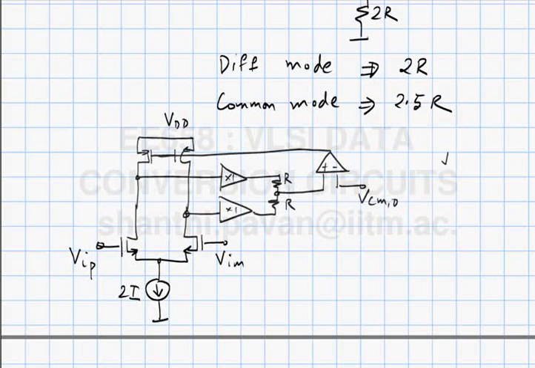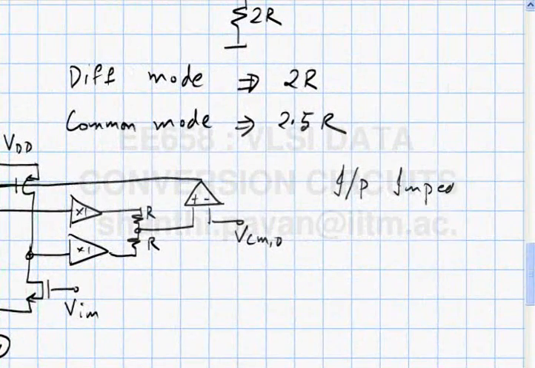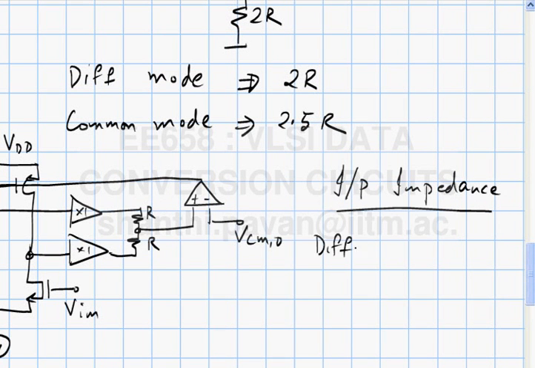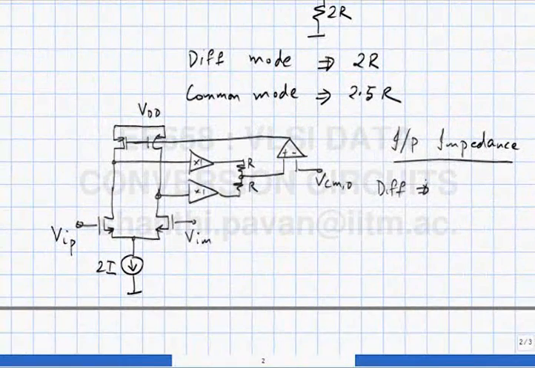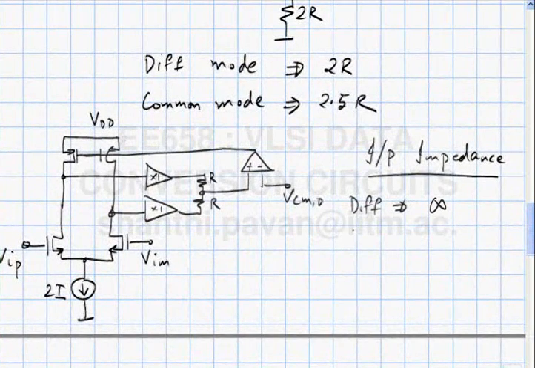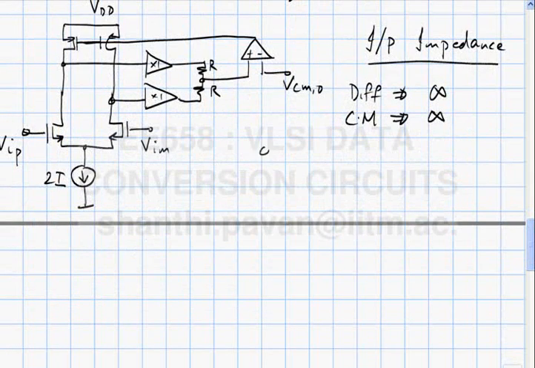What is the input impedance? Let's do only DC values, low frequency input impedance. What is the differential input impedance? Infinity. Why? Gate is an open circuit. So differential input impedance is infinity. What about the common mode? It's easy, infinity. Now, what about the output impedance?